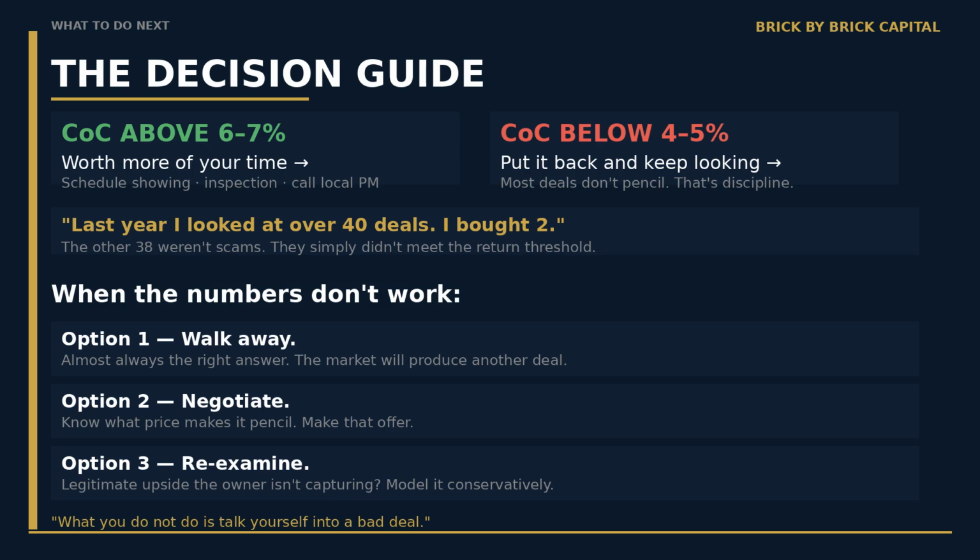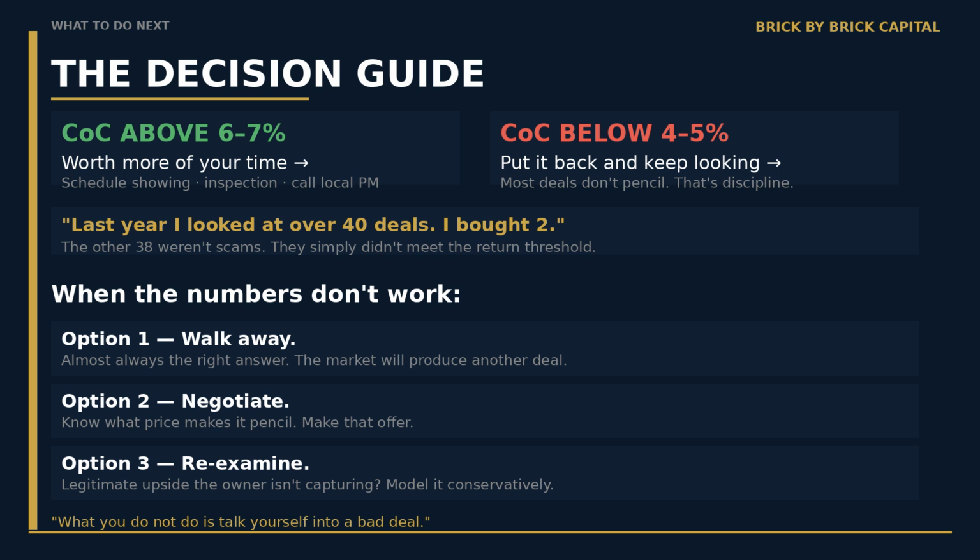If the cash on cash is above 6 or 7% with these conservative assumptions, the deal deserves more of your time. Schedule a showing, order an inspection, talk to a local property manager about actual rents and vacancy in that specific submarket. If the cash on cash is below 4 or 5%, put it back and keep looking. Not every deal pencils. Most deals don't. That's not a failure. That's discipline.